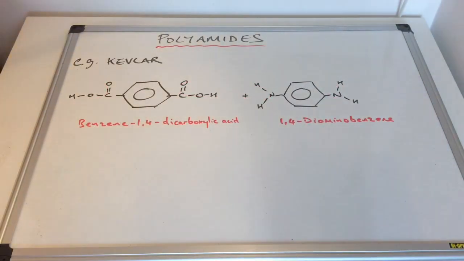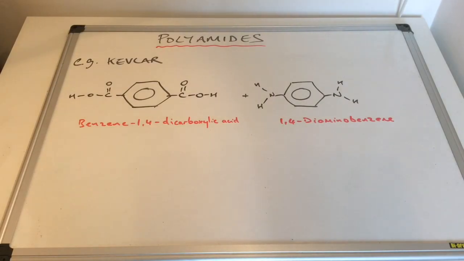The second example I'll look at is Kevlar, another polyamide. You may have heard of this. It's used to make things like motor racing crash helmets, military helmets, bulletproof vests, body armour, that sort of thing. Very, very strong but yet lightweight material.